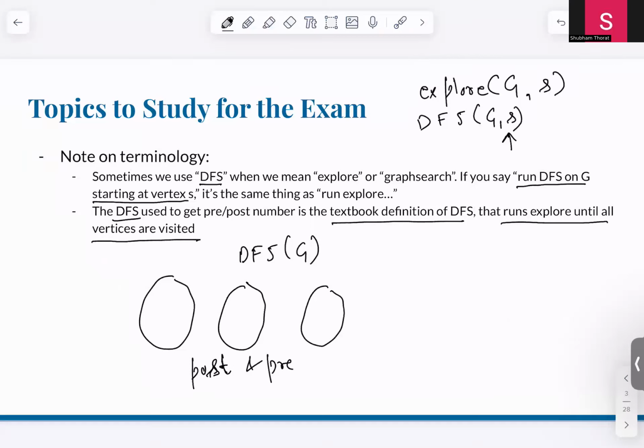How is it able to get post and pre numbers if you don't have a starting vertex? When we just have a G, we give you a tiebreaker for what to choose. Sometimes we say you just traverse your vertices in alphabetical order, so we start with the smallest element, in many cases A or B, whatever the smallest letter is. When we visit a vertex for the first time, we assign a pre number to it, and when we are backtracking, at that time we assign a post number to it.